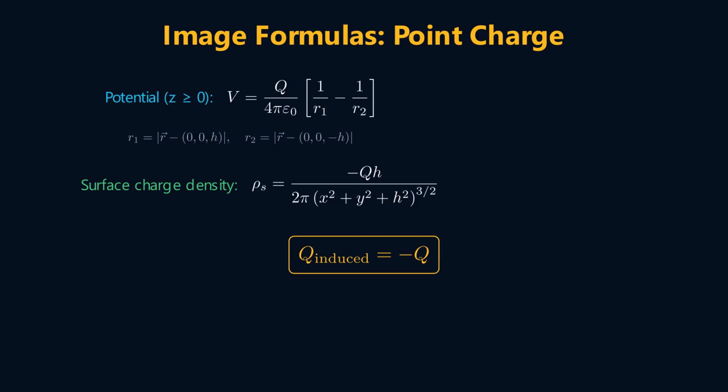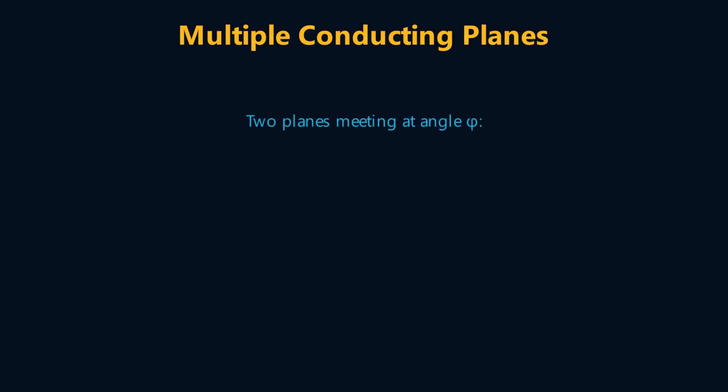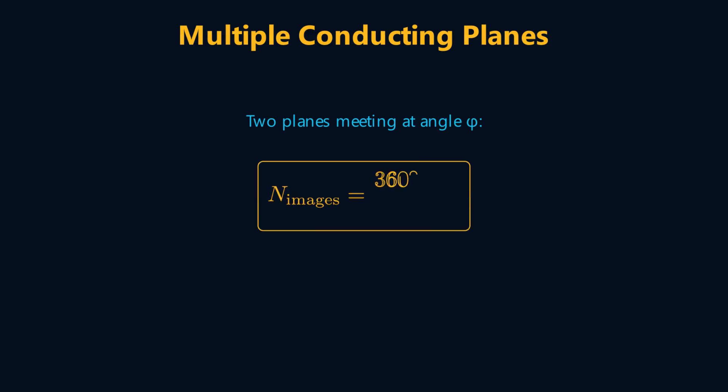On the surface at z equals 0, the induced surface charge density is rho s equals negative qh divided by 2 pi times the quantity x squared plus y squared plus h squared raised to the 3/2 power. If we integrate this over the entire conducting plane, we find that the total induced charge equals negative q. All field lines from q terminate on the conductor. This same approach works for a line charge above a grounded plane. The image is a parallel line charge of opposite sign at the mirror position.